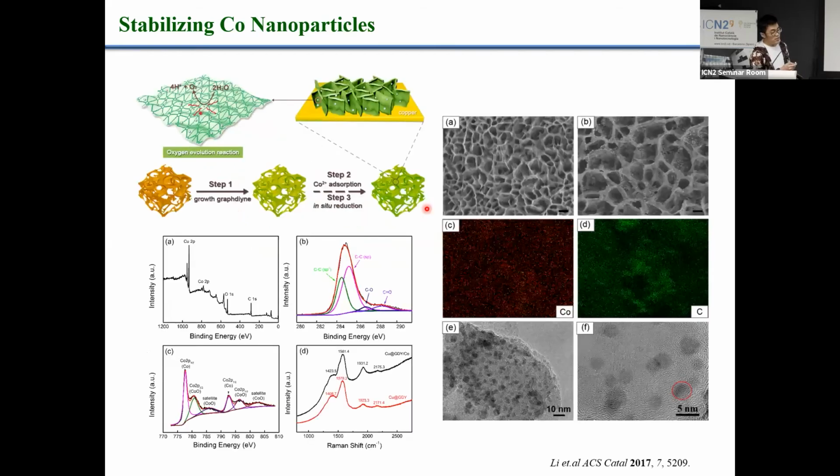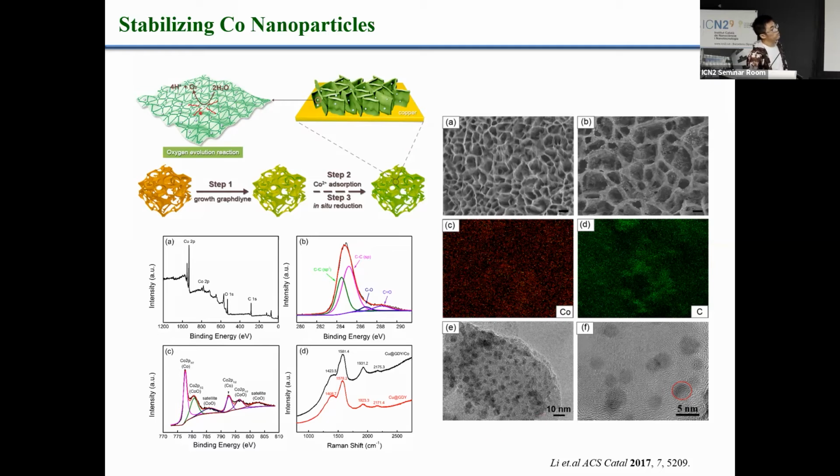So our first attempt at electrocatalytic graphene is that we synthesized cobalt nanoparticles on graphene foam. This is the copper foam, and we synthesized the graphene on this copper foam, and we used in-situ reduction to get cobalt nanoparticles on this foam. And this foam can be used directly for electrocatalytic water oxidation.